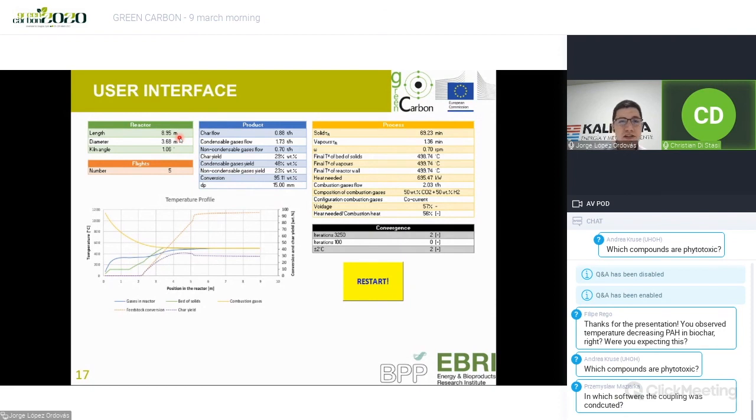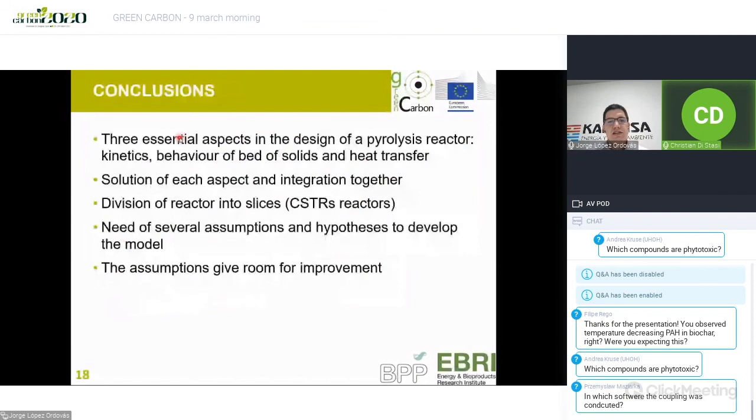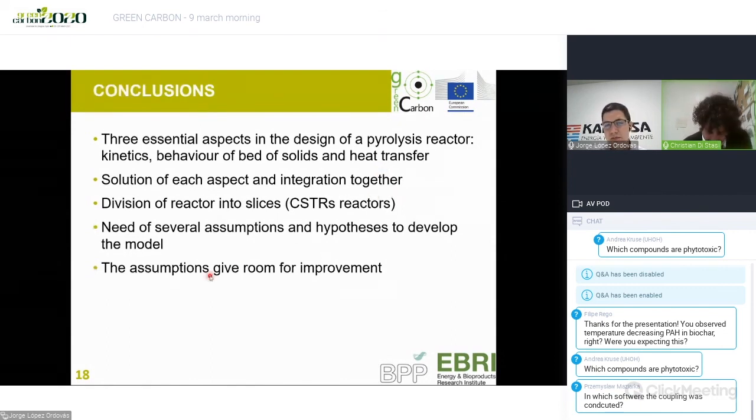So the conclusions are that the three essential aspects in the design of a pyrolysis reactor are the kinetics, the behavior of the bed of solids, and the heat transfer. The solution of each aspect should be solved individually but integrated together. The reactor was divided into slices. There are several assumptions to develop this model, but of course these assumptions can be developed further and improved.